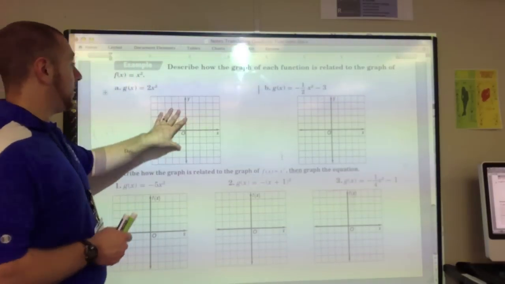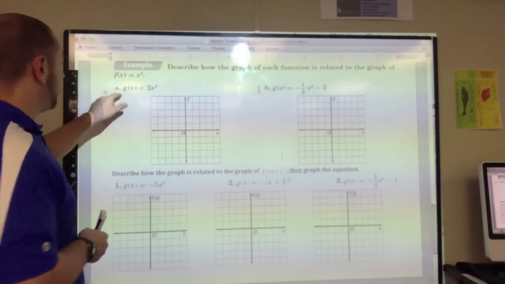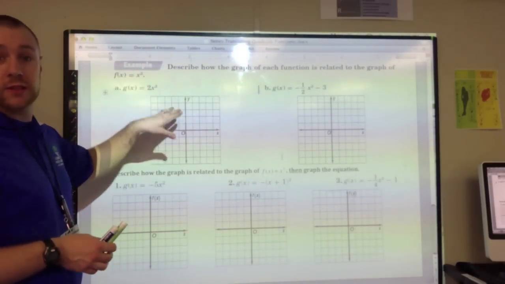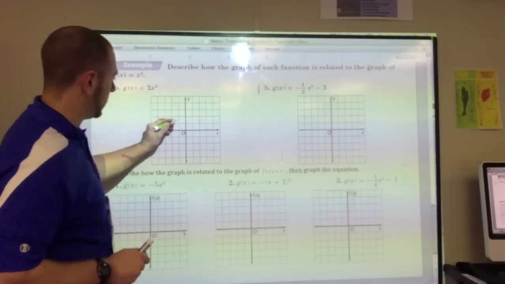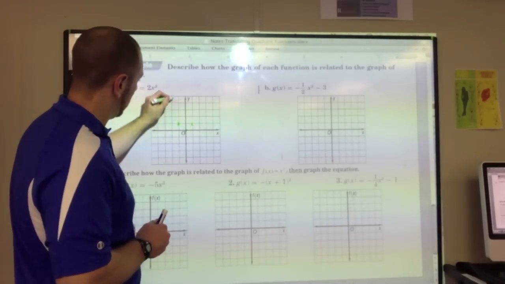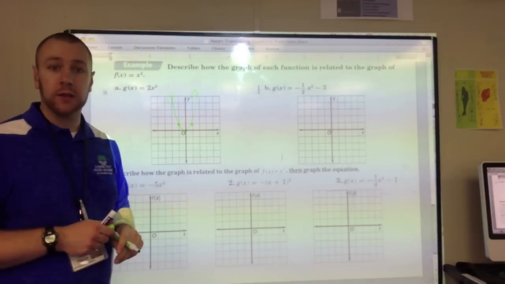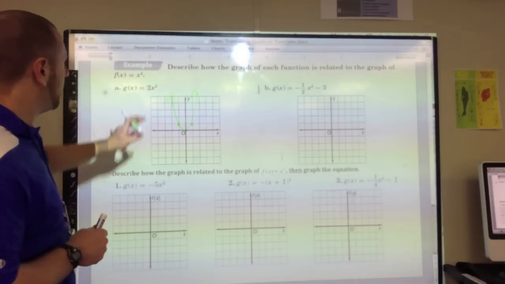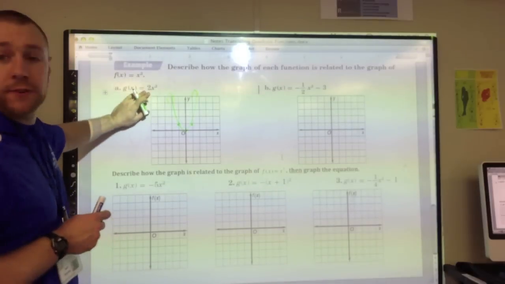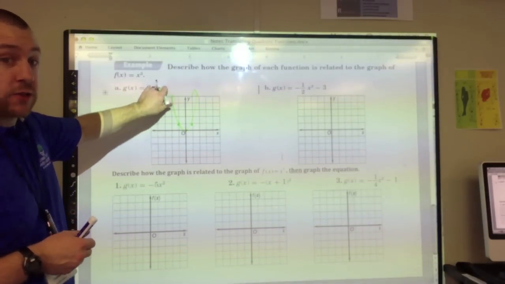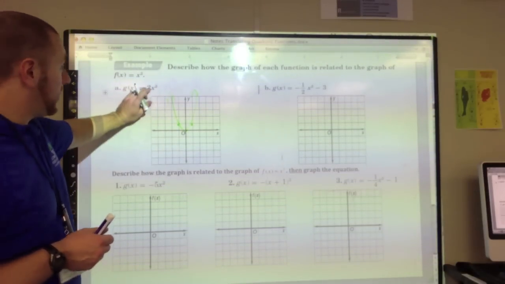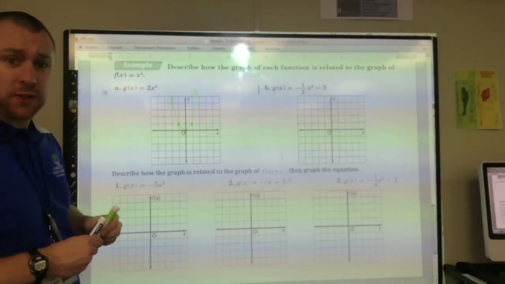So if we look at these examples, okay, f of x equals x squared. So that's our normal parabola. And I can just graph that real quick. Hopefully you can see that light green a little bit. Now, the only difference is, now it's 2x squared. So this 2 acts like a slope.